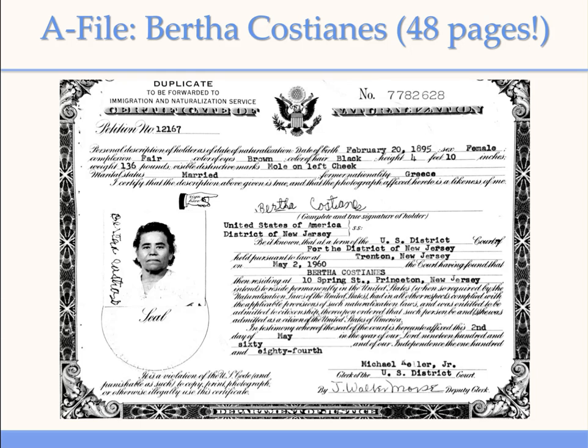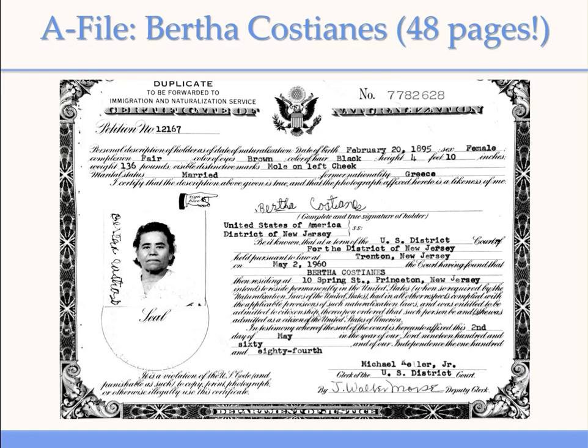Here's a file for my grandaunt Bertha Costianes. There are 48 pages of documents in Bertha's file, and I'd like to show you a few of them for 2 reasons. Number 1, I want you to watch out for the various names that Bertha gives in some of these documents. And number 2, the varying information as to her place of birth and her residence in Greece. So the first thing we notice is her citizenship of naturalization. This document was given only to the person who became a citizen.